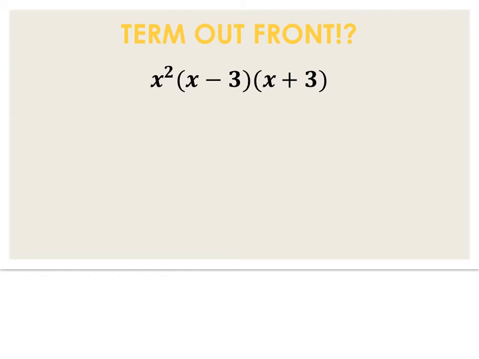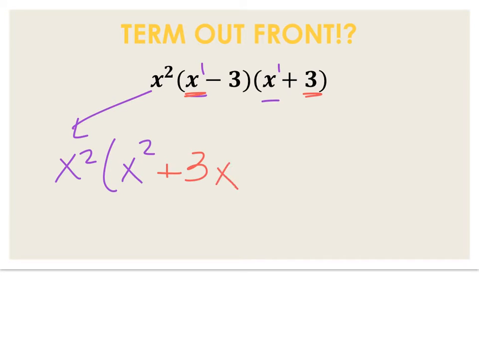So FOIL, I've got to do my first pieces together. I'm going to go ahead and write this x squared out here so I don't forget about it. But I'm taking x times x, and that also gives me x squared, because remember you're adding your exponents. Then I do outer, which gives me 3x. Then I do inner, which gives me negative 3x. And then I do my last, negative 3 times 3, which gives me a negative 9.